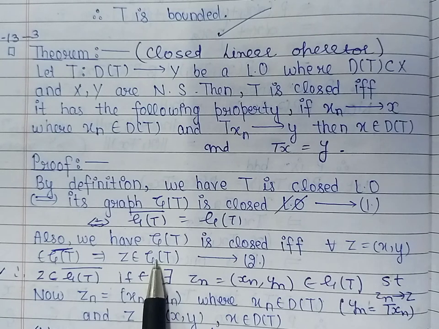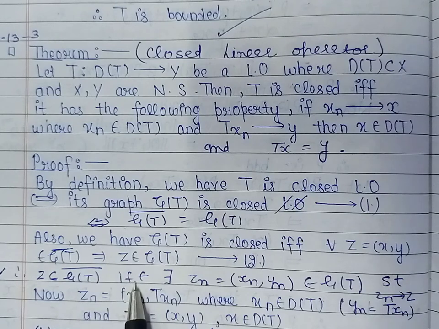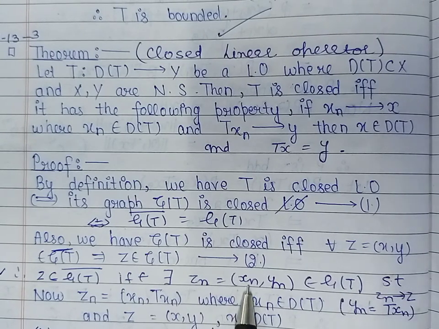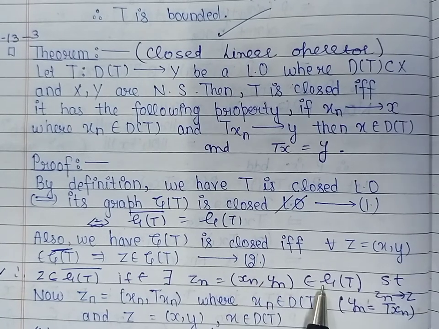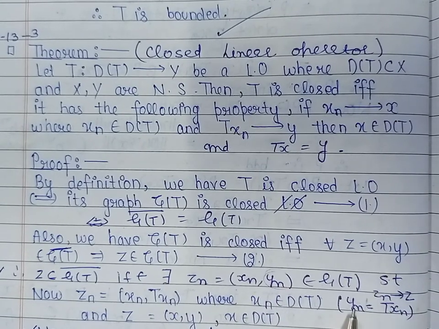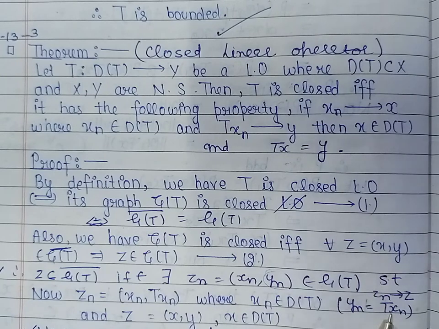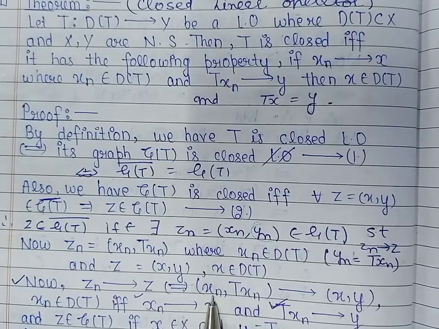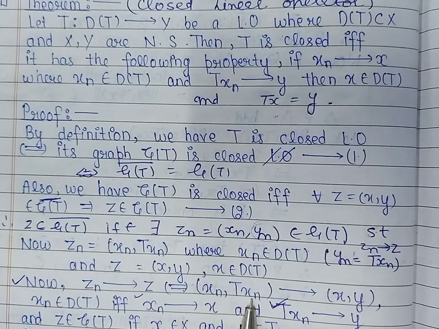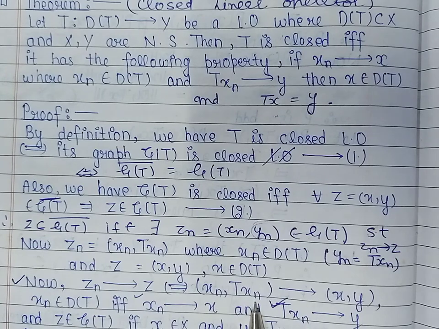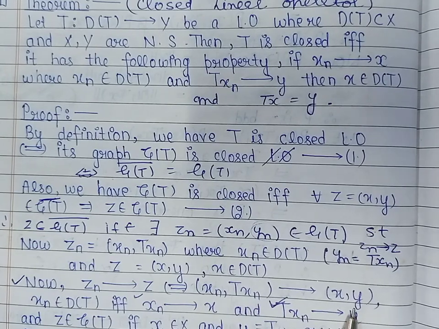T. It means z belongs to the closure of the graph of T if and only if there exists a sequence consisting of elements zn of the form of ordered pairs (xn, yn) belonging to the graph of T such that the sequence zn converges to z. These yn are of the form T of xn. So zn converges to z if and only if the ordered pair (xn, Txn) converges to (x, y). It means the sequence formed by the ordered pairs (xn, Txn) converges to the ordered pair (x, y).